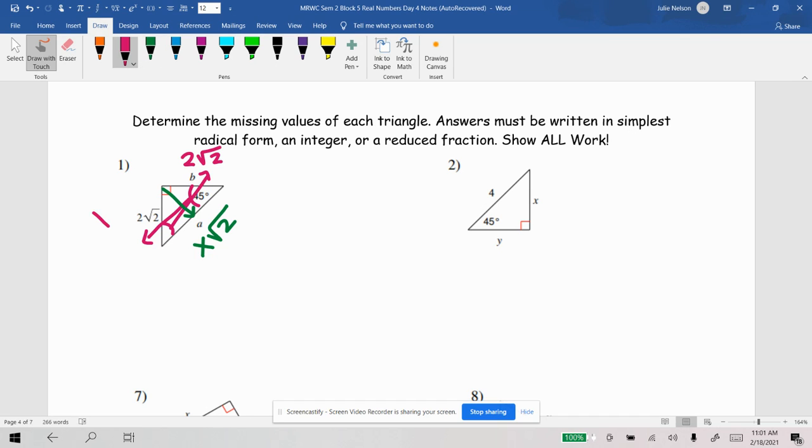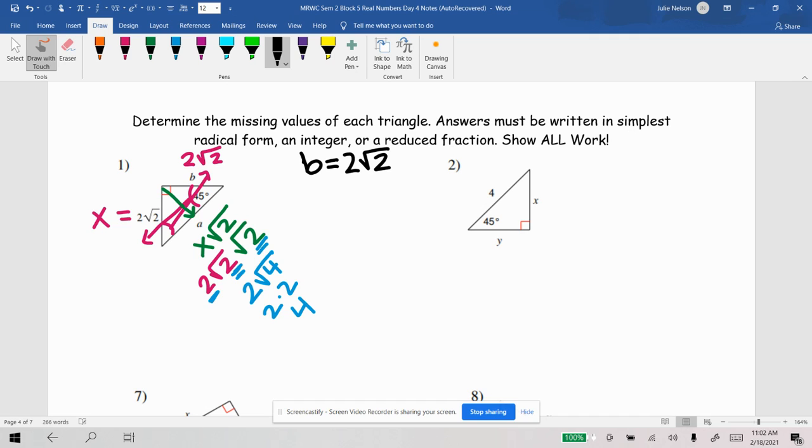Well, if X equals 2 square root of 2, then X square root of 2 would be 2 square root of 2 times the square root of 2. And when I multiply, remember I multiply the outside numbers, which is 2, and the inside numbers, which would be the square root of 4. So square root of 4 is 2. 2 times 2 is 4. Okay. So writing my answers, I have b equals 2 square root of 2, and I have a equals 4.